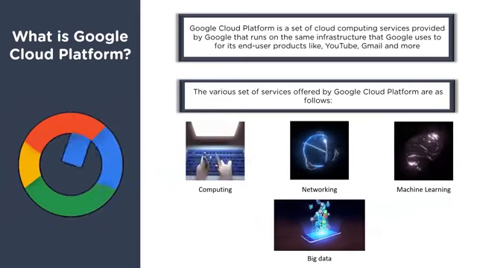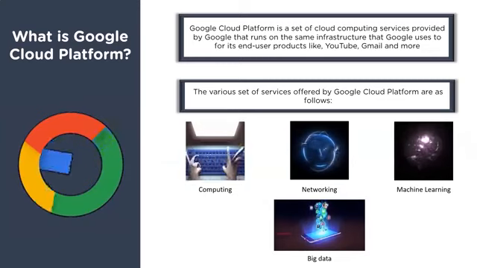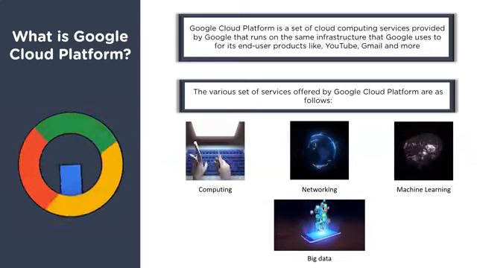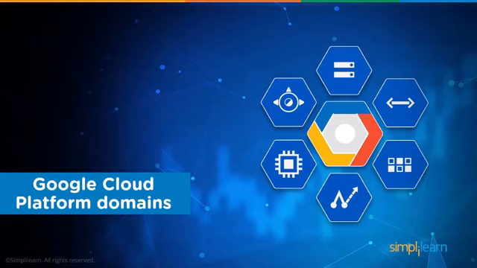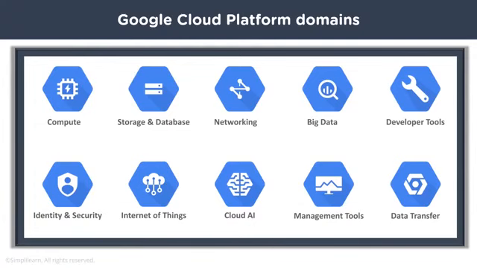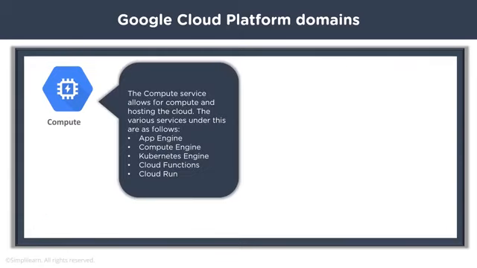There are also innovative solutions to work on big data and big data related technologies. Now, when we talk about Google Cloud Platform domains, we can break down these services into specifics, such as compute. The compute service allows for computing and hosting in the cloud. When you talk about computing, there are different services such as App Engine, Compute Engine, Kubernetes, Cloud Functions, and Cloud Run.